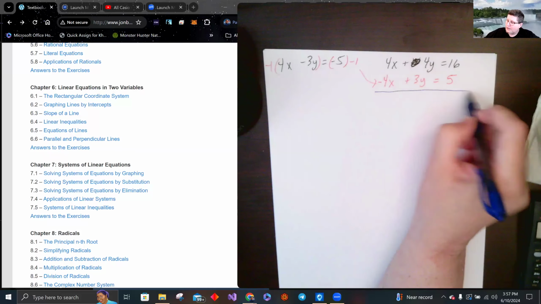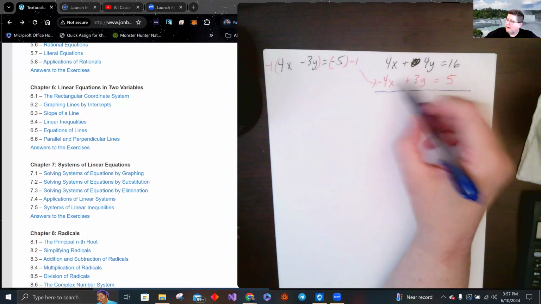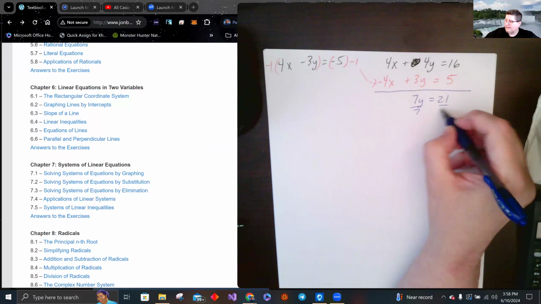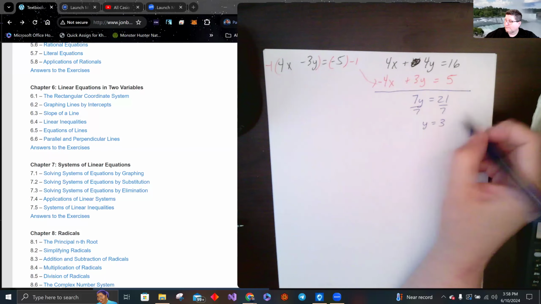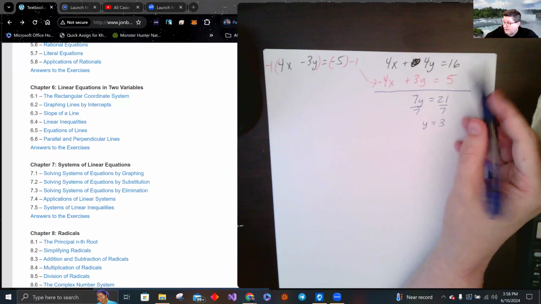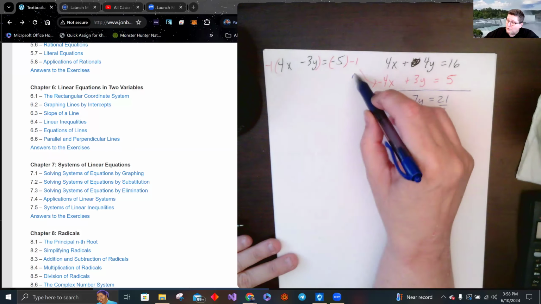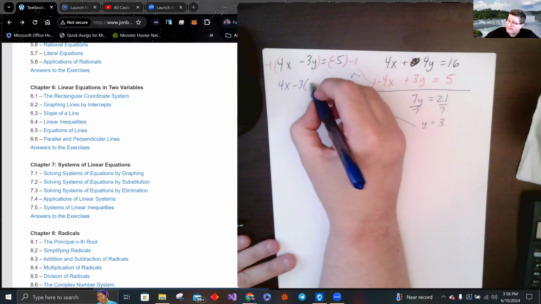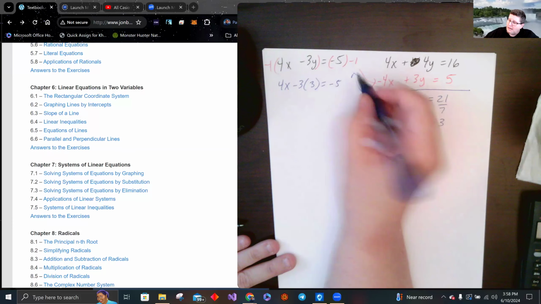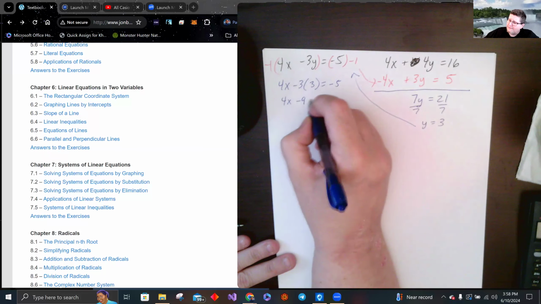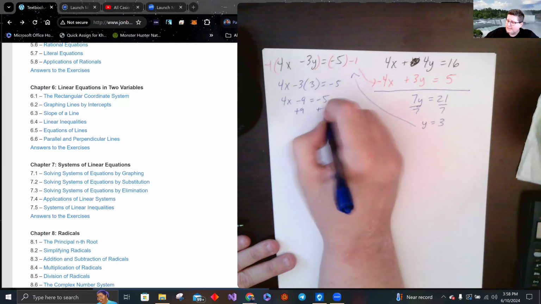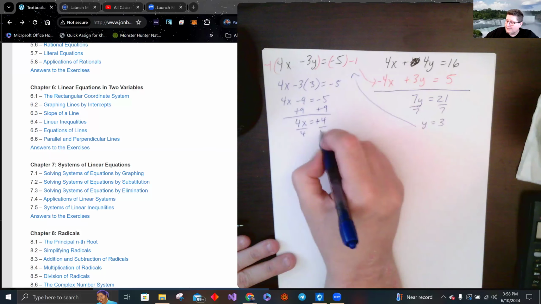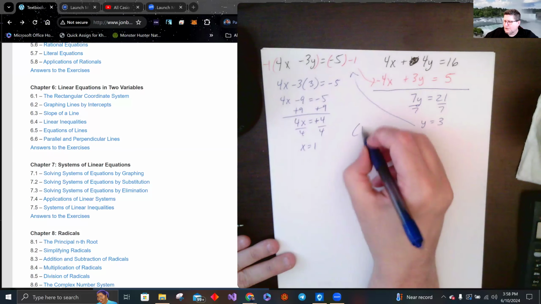Now, when I add these two equations, I just get 7y equals 21. And when I divide by 7, I get y equals 3. I'm going to go back and plug that into my initial equation before I multiplied by -1. Y is 3. I get 4x minus 9 equals -5. I will add 9 to both sides. I get 4x equals positive 4. Divide by 4 and I get x equals 1. So the solution is 1, 3.